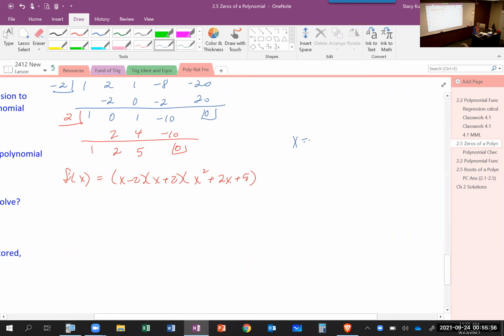Remember, the quadratic formula says -b plus or minus the square root of b squared minus 4ac all over 2a. So -2 plus or minus the square root of 2 squared minus 4 times 1 times 5 all over 2.